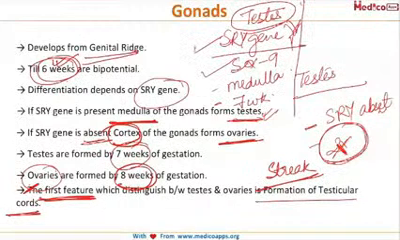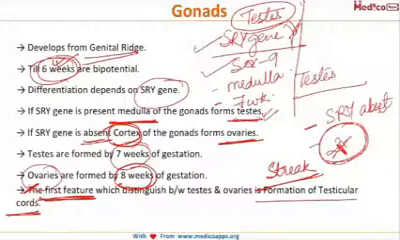Now we'll revise this entire thing in one sentence. Till 6 weeks of gestation, these gonads are bipotential. Now, if the Y chromosome is present along with its SRY gene and the SOX9 gene, then at 7 weeks of gestation, the medulla of these gonads, they develop into testis. Remember this and it will solve all your questions.